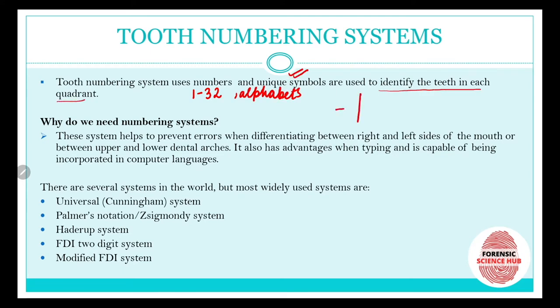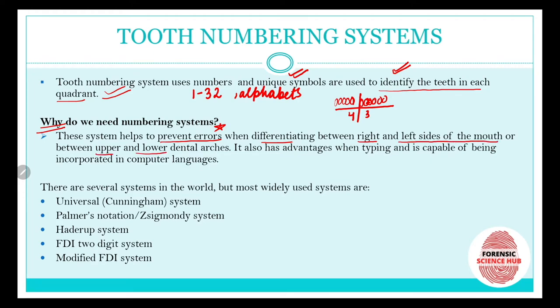You know that there are 4 quadrants, right? First, second, third, fourth quadrant, right? And there are teeth in these quadrants, right? So to identify these teeth in each quadrant, we use the tooth numbering system. Now the question arises, why do we need this system? So the answer to that is that these systems help to prevent errors when differentiating between right and left side of the mouth or upper and lower side of the mouth.